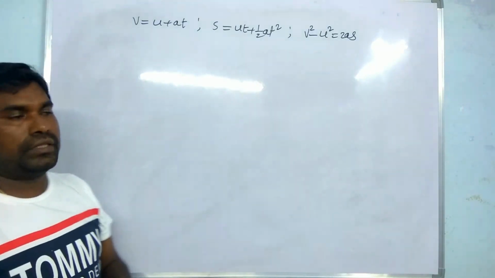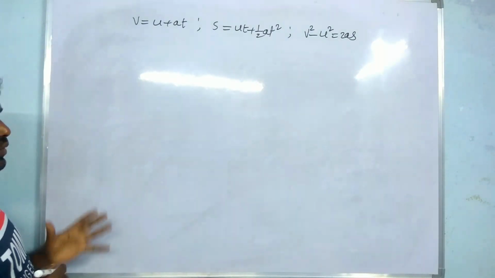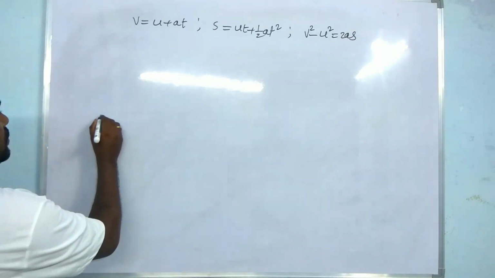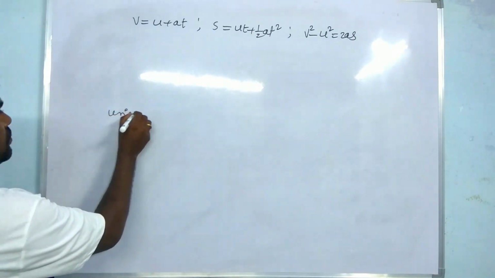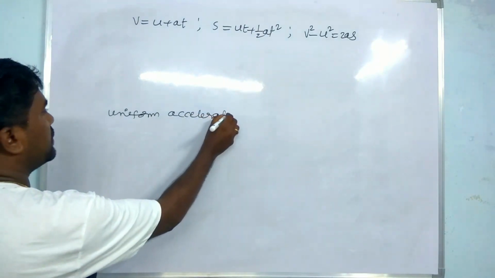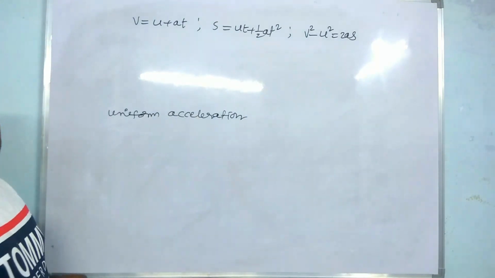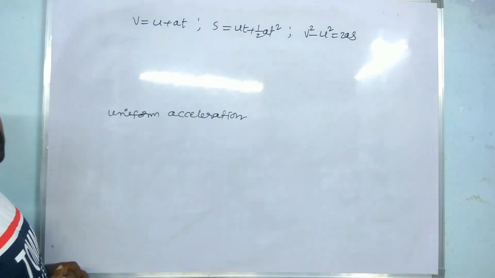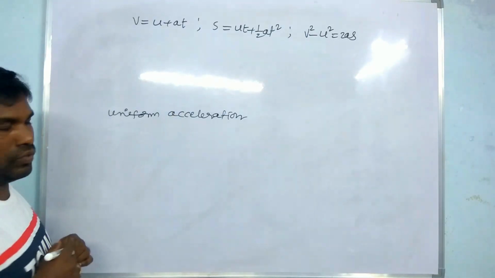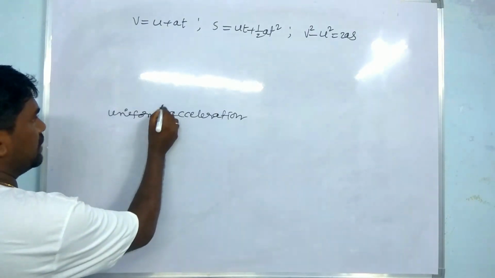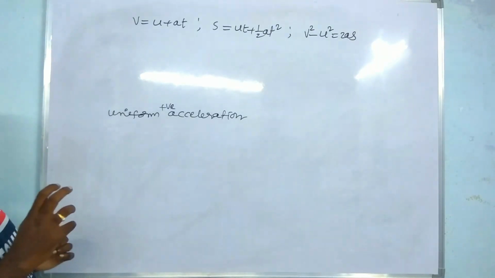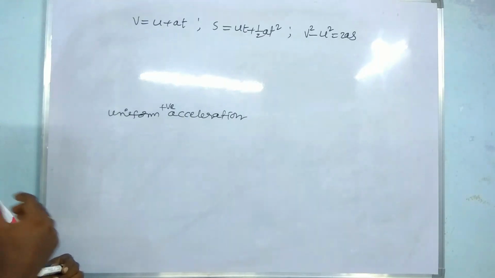From these three equations, we use them only in case of uniform acceleration. Uniform acceleration is nothing but uniform positive acceleration. So uniform positive acceleration means the velocity of a body is increasing with time.